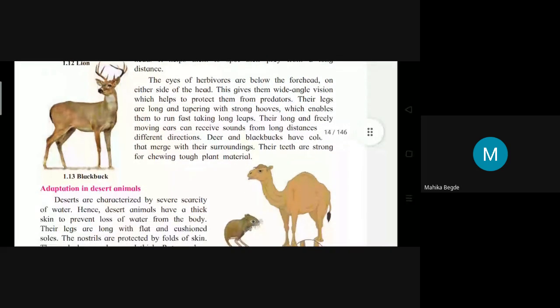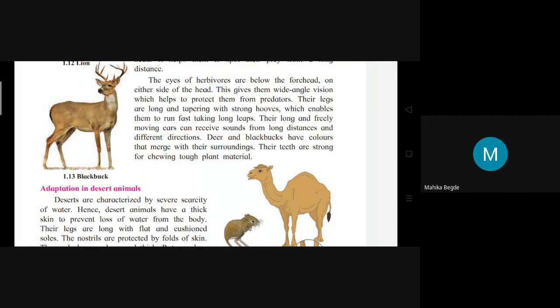Then how are the herbivorous animals adapted? See, their eyes are below their forehead on either side of the head. Why? Because these eyes give them a wide angle vision, which helps them to protect themselves from their predators. Their legs are strong, long and tapering, so that they can run very fast, taking long leaps.